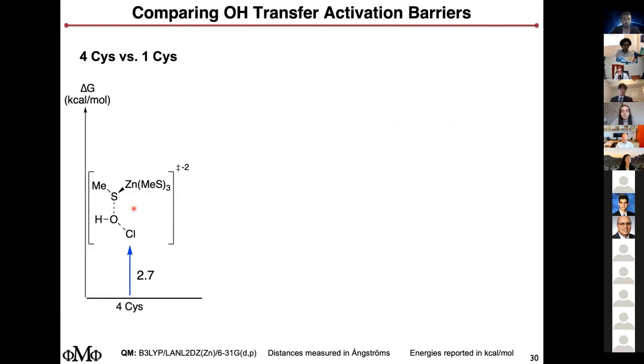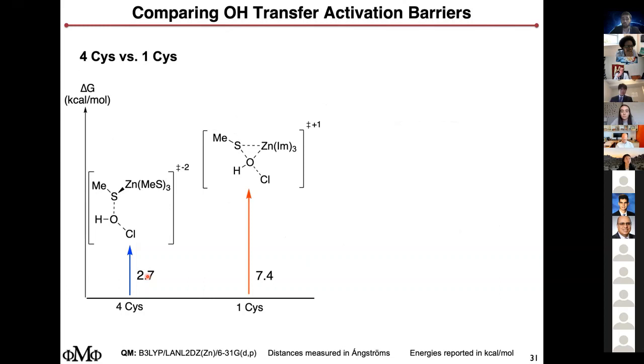And if you look at my system, in order to get to the transition state that leads to the formation of a bound sulfonic acid, it's about 2.7 kilocalories per mole in activation energy. However, if we look at our collaborator's system, in which the histidines that she modeled were imidazole groups, and her 1-cysteine was represented as another thiolate, we see that the activation energy barrier to actually reach the transition state is 7.4 kilocalories per mole. Now that's pretty interesting, but what are the factors that are actually causing this?